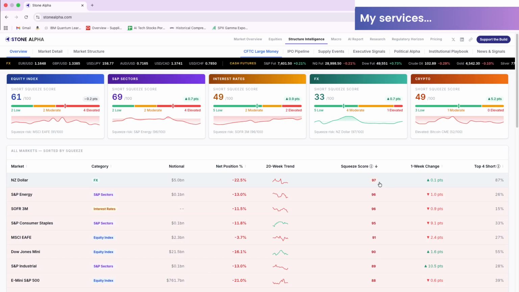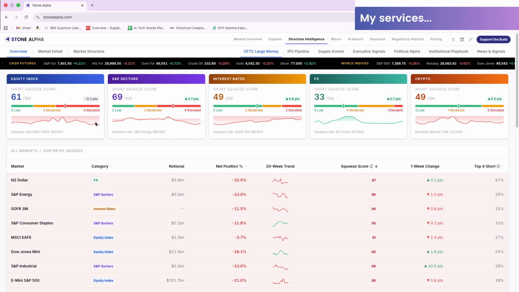It will always be that case because of the way the CFTC works in terms of hedge funds, asset managers, and dealers. They have to report every Tuesday, and the CFTC releases the information on Fridays.